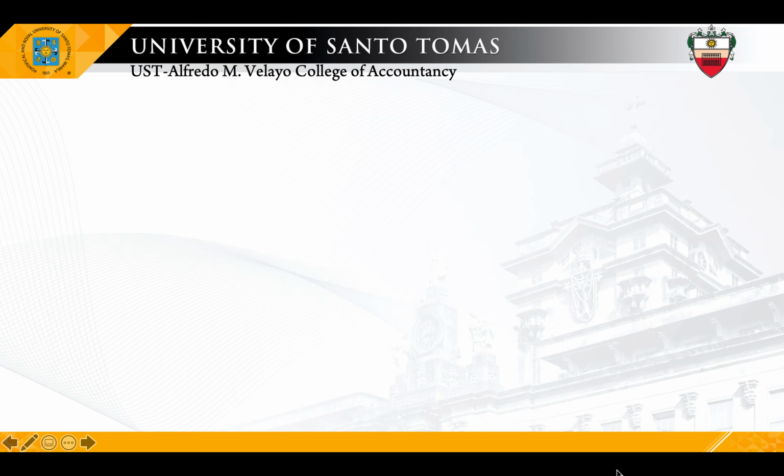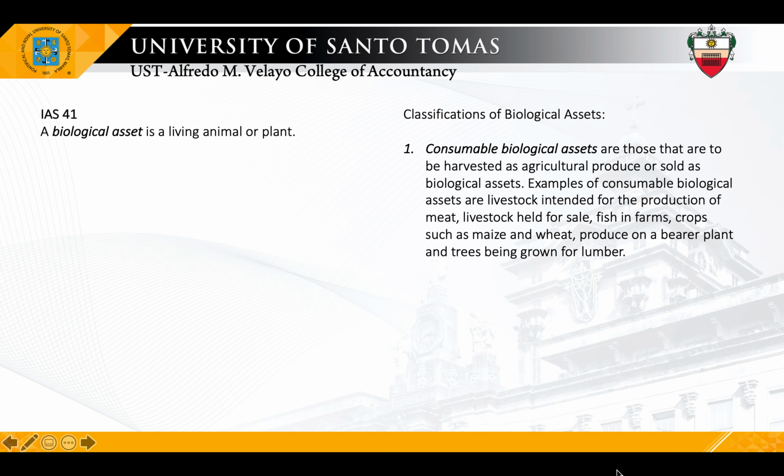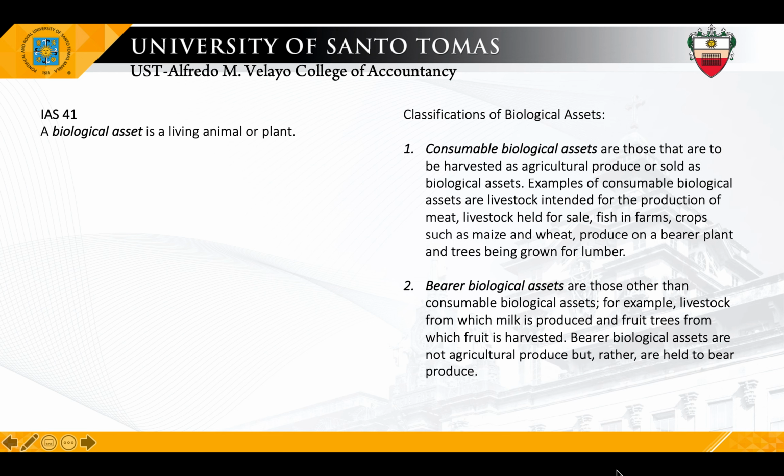Okay, so for the definition of biological asset, IAS 41 defines biological asset as a living animal or plant. And we know that a biological asset is further classified into two: consumable and bearer. Consumable biological assets are those that are to be harvested as agricultural produce or sold as biological assets. Examples are livestock intended for the production of meat or livestock held for sale. Whereas bearer biological assets are those other than consumable. So, for example, livestock from which milk is produced and fruit trees from which fruit is harvested. Bearer biological assets are not agricultural produce but held to bear produce.